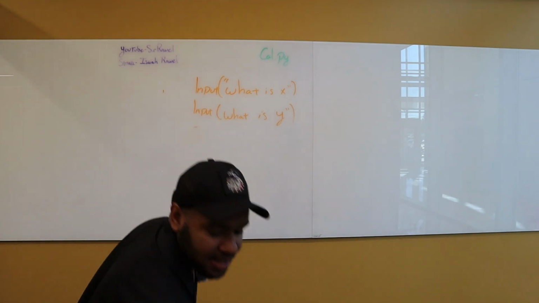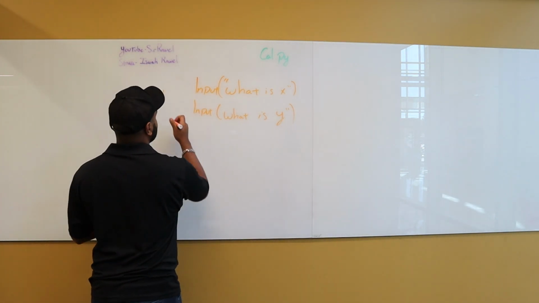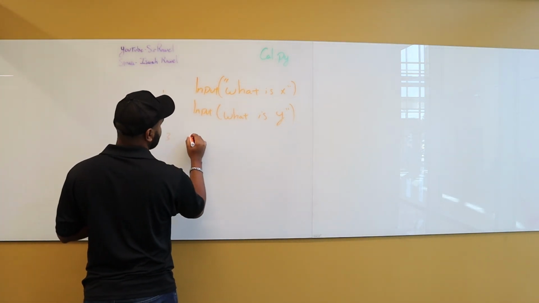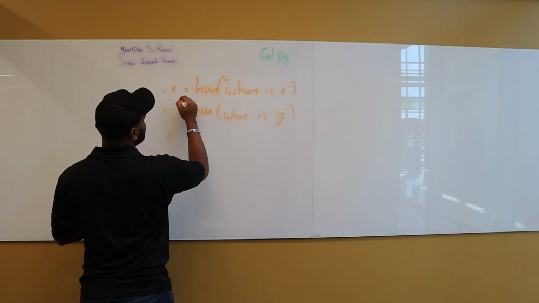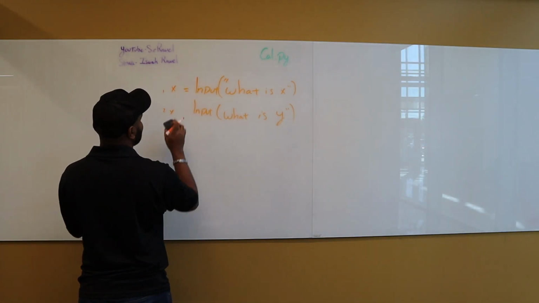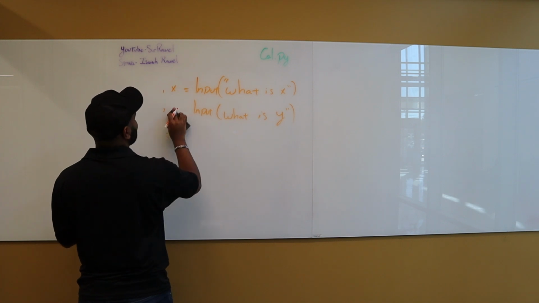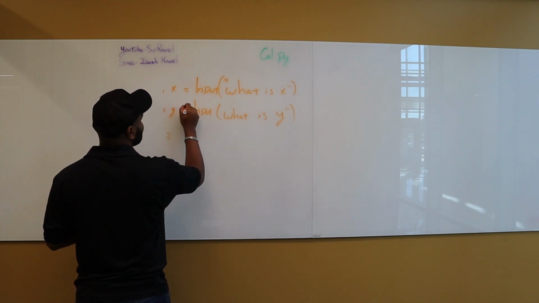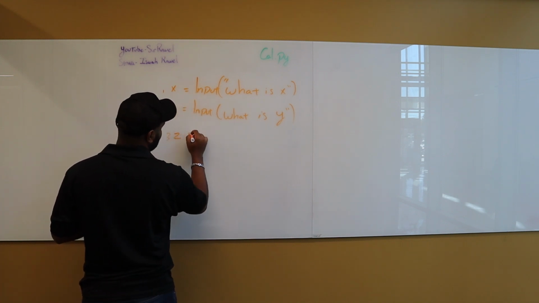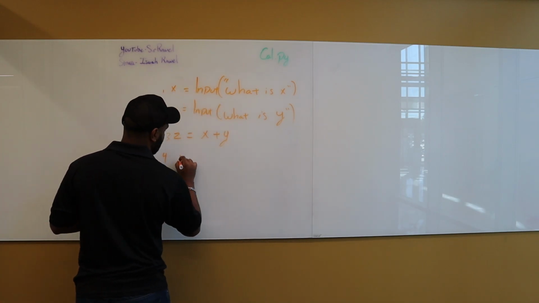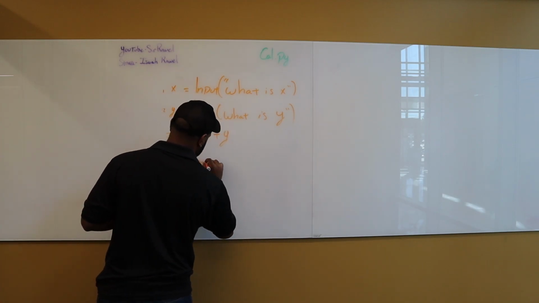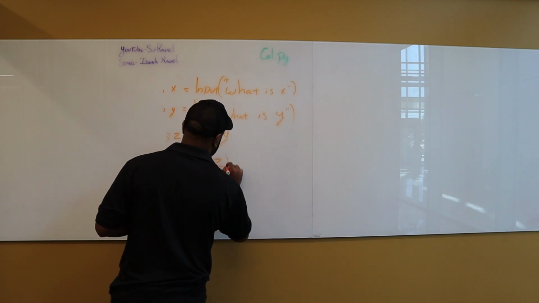Where's the second? Oh wait, my bad. I forgot to assign my variables. I keep forgetting to assign my variables to the actual input. Z equals X plus Y. Then print Z. Okay.